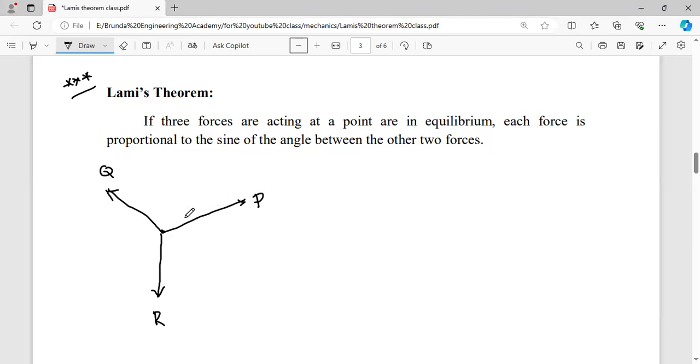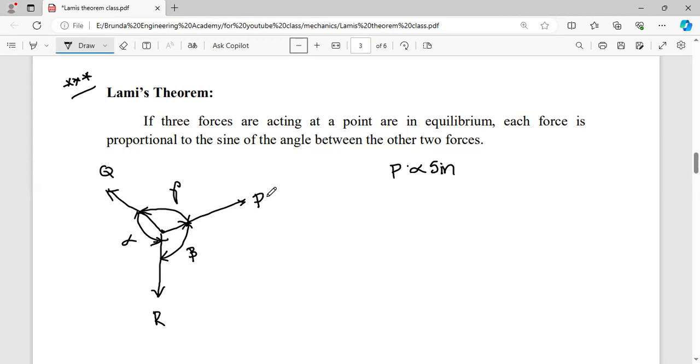Let us assume the angle between these two forces Q and R is alpha, the angle between Q and P is taken as beta, and the angle between the other two forces can be assumed as gamma. Now the statement is, if three forces are acting at a point in equilibrium, then each force is proportional to the sine of the angle between the other two forces.